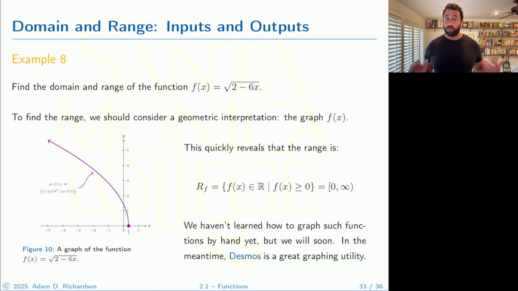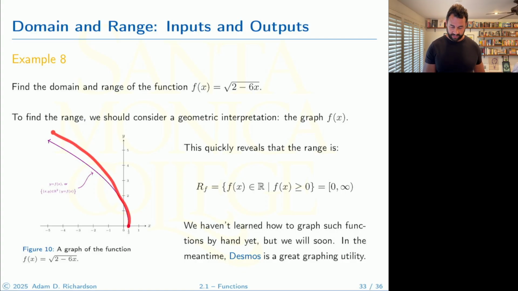Graph the function. You can use Desmos, you can use a graphing calculator. I recommend Desmos. And when you graph it, you'll see that it looks like this. And this quickly reveals that the range is all of the outputs f of x such that f of x is greater than or equal to 0. In other words, the interval 0 to infinity, including 0.